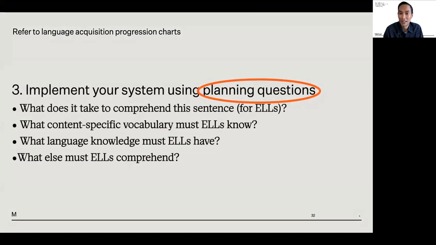And the last part is your planning questions. These are questions that I'm going to show you how to apply to one example in social studies. What does it take to comprehend this text for an EL? And what content-specific vocabulary must an EL know? And what language knowledge must the ELs have? In other words, what background knowledge? And then lastly, sometimes you want to ask this, what else must they comprehend? So really, this is like a 3-step thing with another thought added on. Let's see how that works.